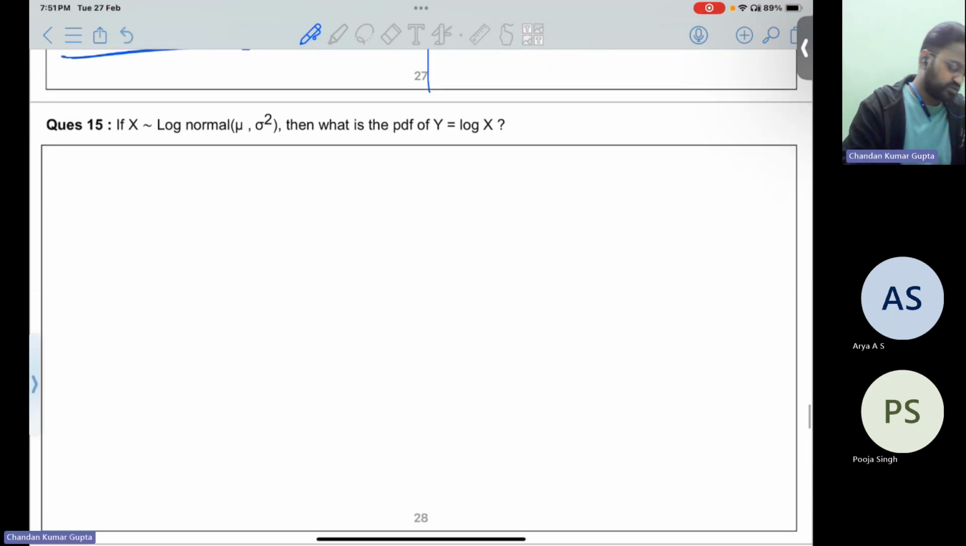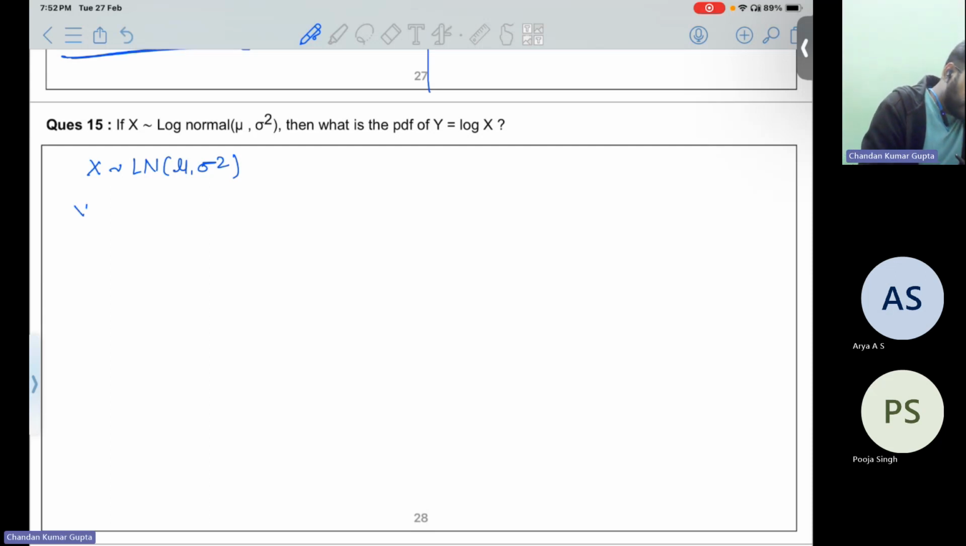Okay, now the next question is: if x follows a log normal distribution with parameters mu and sigma square, it is not mean and variance, it is parameters. Then we need to calculate the PDF of y equals log x. So we are given that x follows log normal with parameters mu and sigma square, and we need the PDF of y equals log of x. From here, x equals e to the power y.